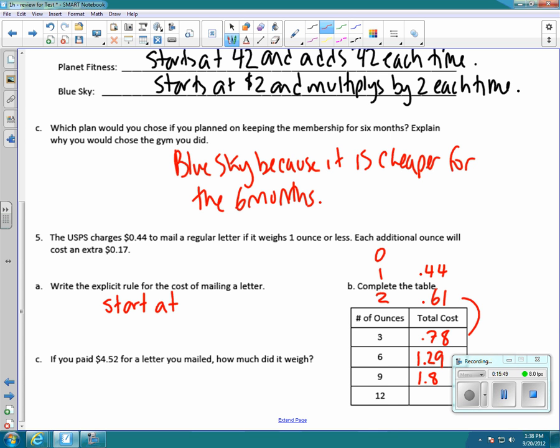And then to get to 12, I have to add it 3 more times. 1, 2, 3 more times. I'm doing that on my calculator: 2.31. So the one thing I don't have in this table is how much it would cost for 0 ounces.